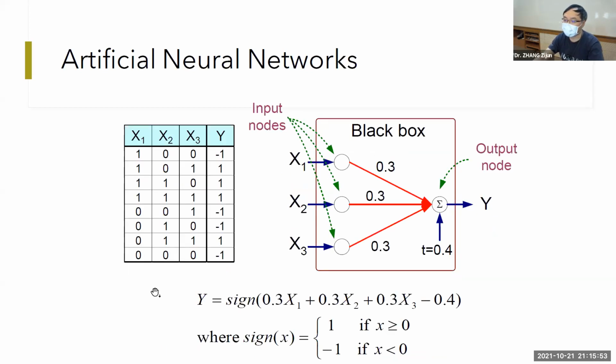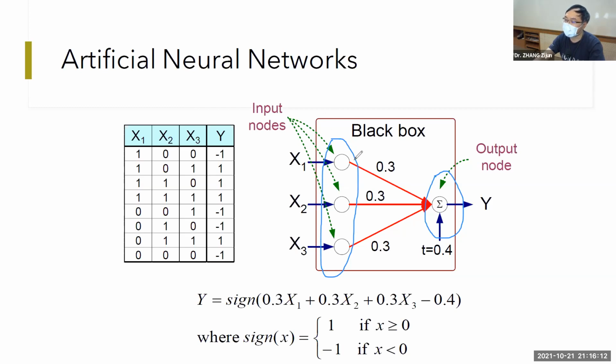So this is a very simple neural network example. It just has 2 layers, input layer and output layer. Okay, it does not even have any hidden layer.